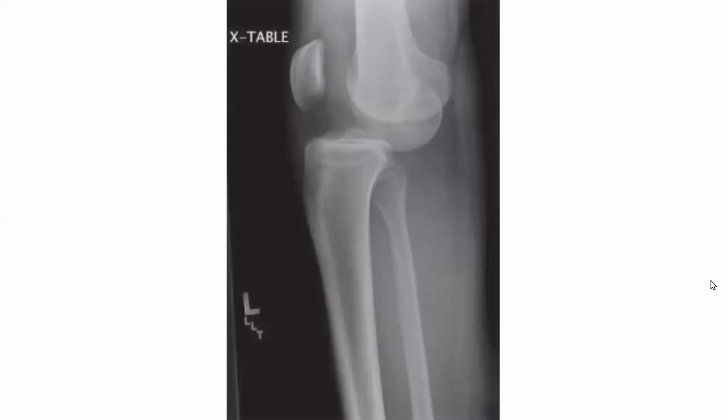This shows you how the tibia is moving forward with respect to the femur. It tells you the anterior cruciate is gone, and of course, the posterior cruciate.